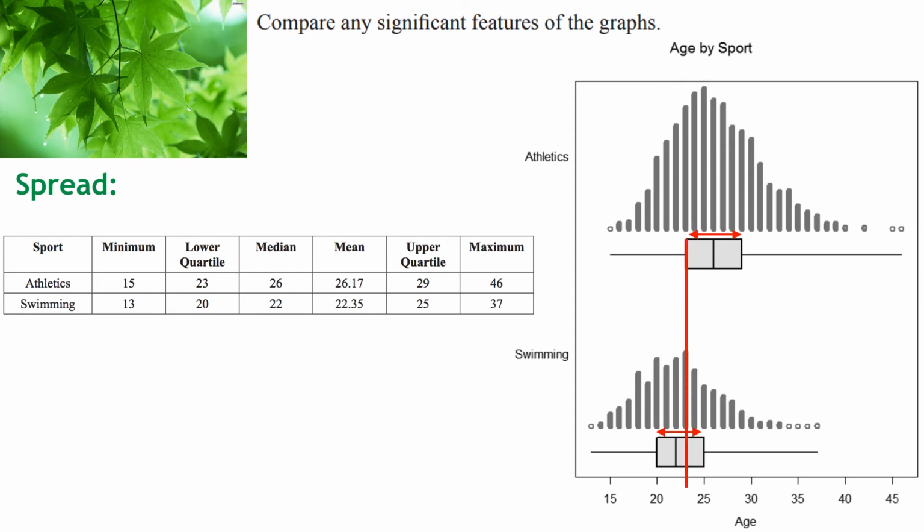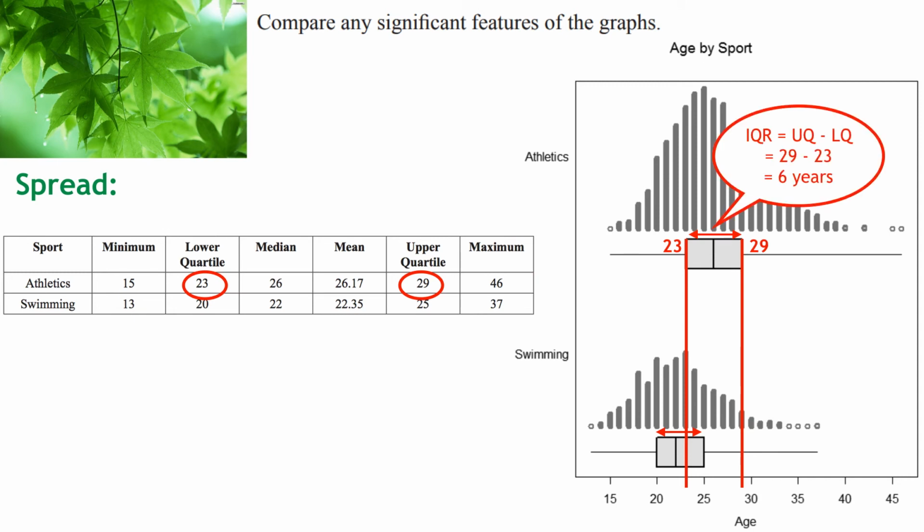So what I want to do is, first of all, for the athletics competitors, I want to look at what their lower quartile is, and so I can look that up on the table there, and that's a lower quartile of 23 years old. Now I'm going to do the same looking at the upper quartile, and that's, I've just circled on the table, an upper quartile of 29 years old. So that gives us an interquartile range, and remember this is a formula you'll need to know off by heart. Interquartile range equals upper quartile minus lower quartile, so our 29 minus the 23 gives us 6 years. So that tells us the interquartile range for athletics competitors is 6 years.